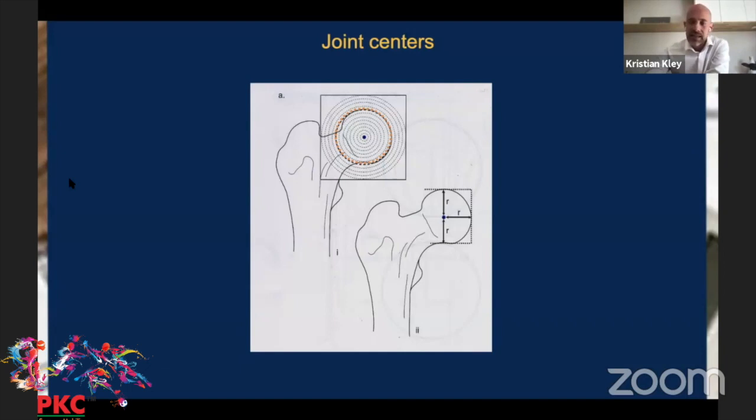That was Dror Paley in this masterpiece, Principles of Deformity Correction. He defined joint centers, joint lines, and joint axes to describe the overall deformity as far as the bone and the joint level is concerned. So let's look for the center of the hip. That's quite simple. Radiologically, you just assess a sphere, which is obviously a circle in a 2D projection. The center of the circle is easy to find, and this is the center of the proximal femur.